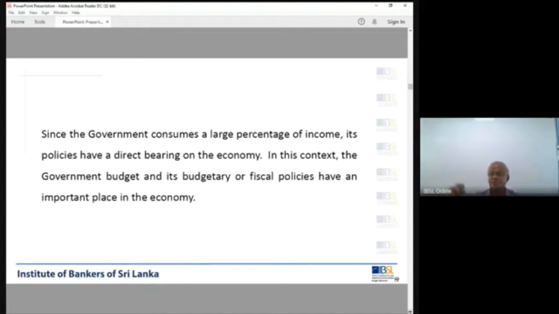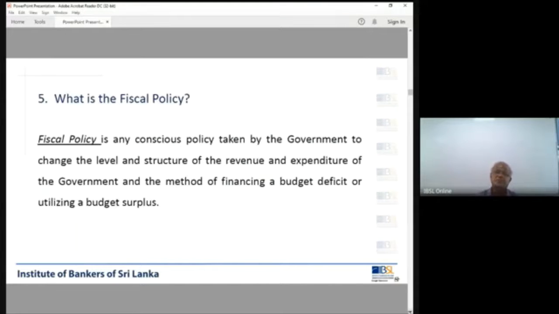Monetary policy is proposed, implemented, supervised and authorized by the central bank. Fiscal policies are proposed and implemented by the government, mainly the Ministry of Finance. Fiscal policy is a conscious policy taken by the government to change the level and structure of government revenue and expenditure, and the method of financing a budget deficit or utilizing a budget surplus. When there's a deficit, to finance the deficit, the government can borrow. So deficit financing is from borrowing.